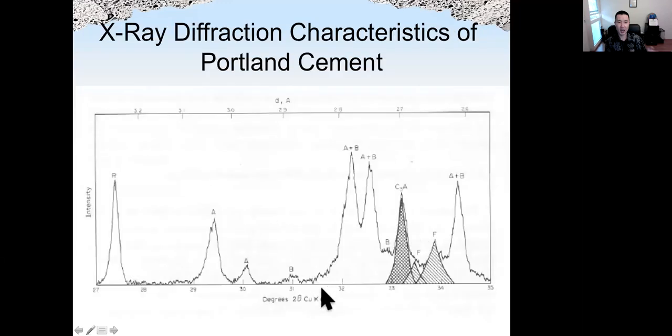This is another picture of XRD. A is the peak for alite, or C3S. B is for belite, or C2S. Some of the peaks of alite and belite overlap, which makes it very difficult to quantify the percentage of these compounds.